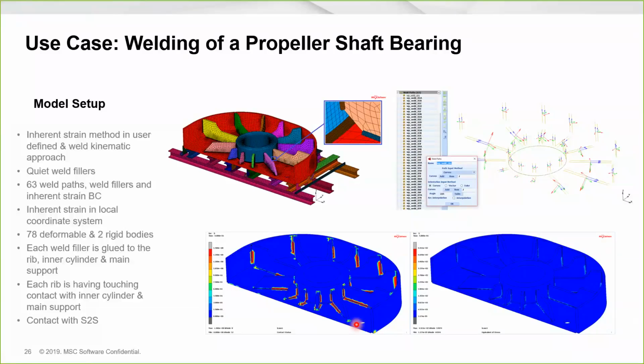We always, of course, can use the traditional thermal structural kind of approach of doing this kind of simulation. Inherent strain is generally just much faster. What it gives up a little bit in accuracy, it makes up in terms of speed.